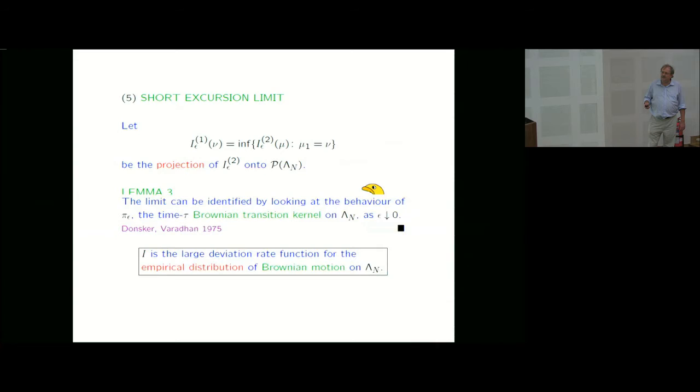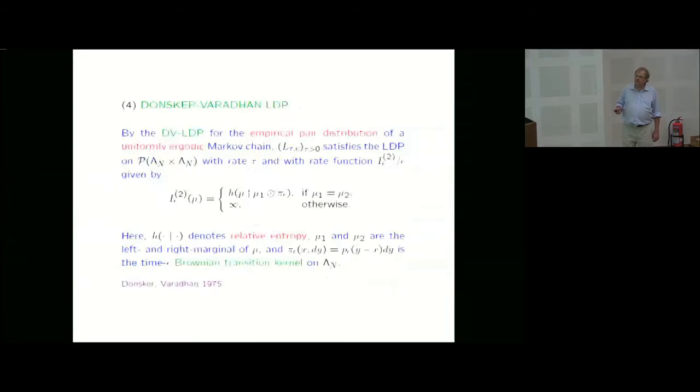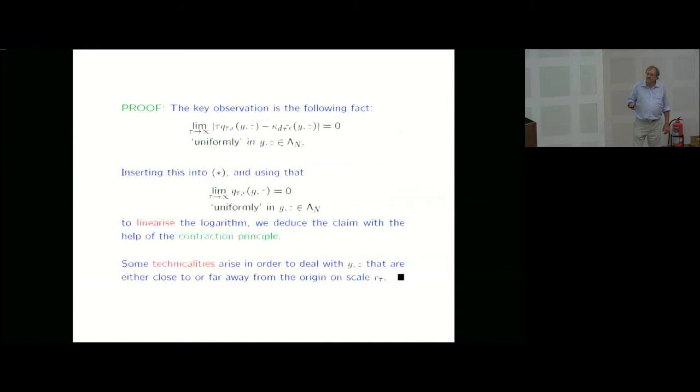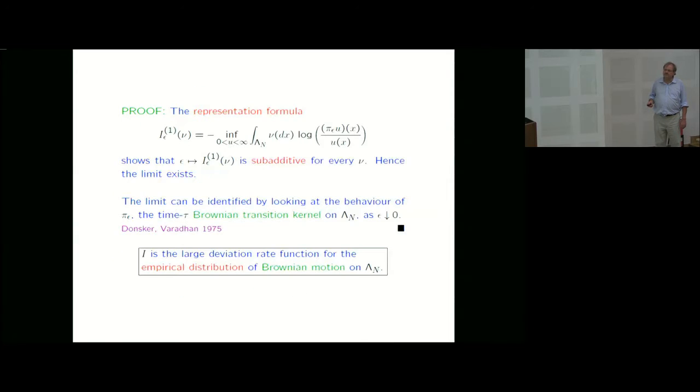And to actually identify it, you go to the formula for this thing here, and you look at what this object here, this is the heat kernel, does for very small epsilon. If epsilon is very small, you can approximate the heat kernel by something very much simpler. And in the end, you see that this rate function for small epsilon becomes much simpler. It's the Dirichlet form associated with our Brownian motion.